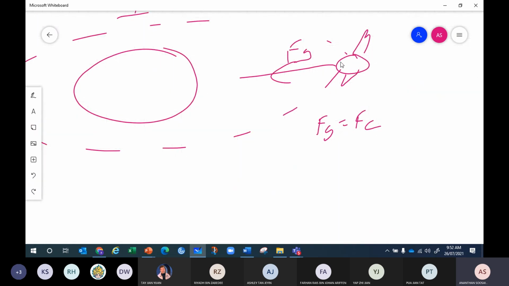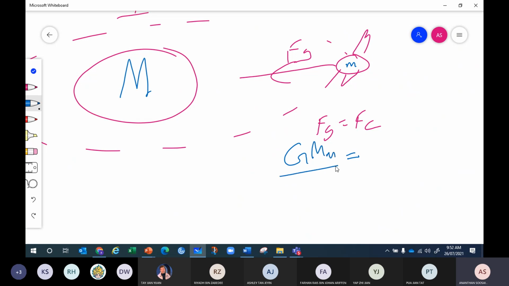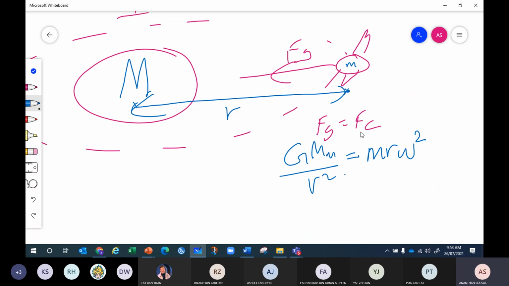The centripetal force of the satellite must be equal to the gravitational force on the satellite. So what is Fg between the satellite and the Earth? This is the Earth, capital M, and this is the satellite, small m. The gravitational force is GMm over r squared. This r is from the center of the Earth to the center of the satellite. Okay, this is equal to the centripetal force of the satellite. Centripetal force is m r omega squared.